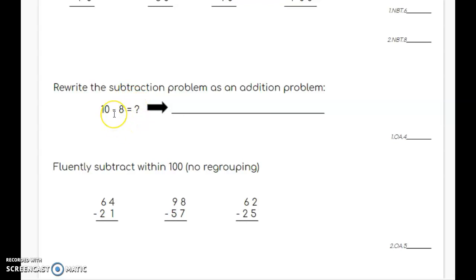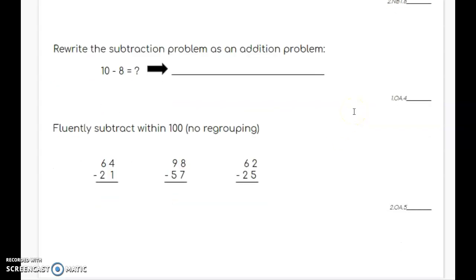And instead of a subtraction sign, you're going to be using an addition sign. So you're going to rewrite that as an addition sentence on this line. Please pause and write your answer sentence right here. My last section says fluently subtract within 100.